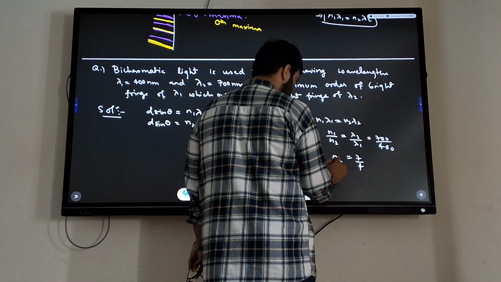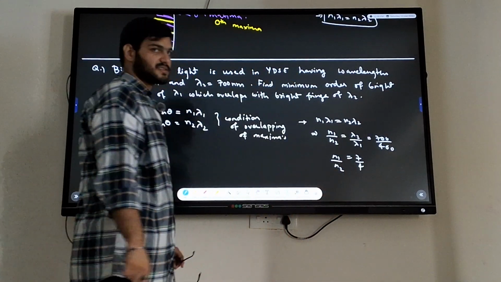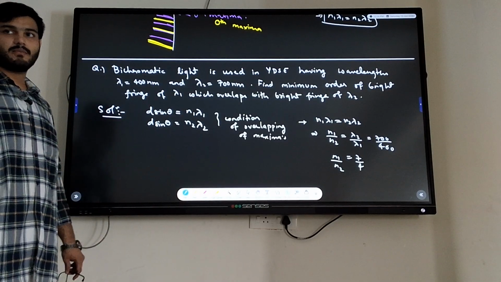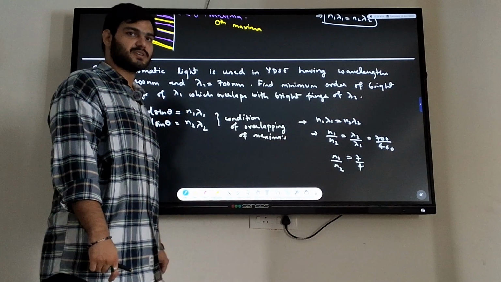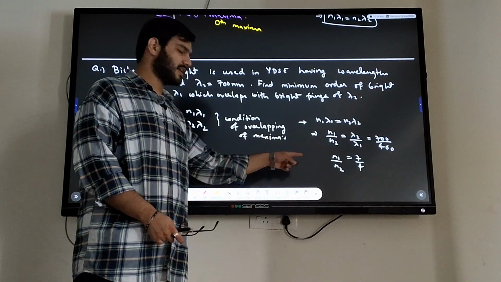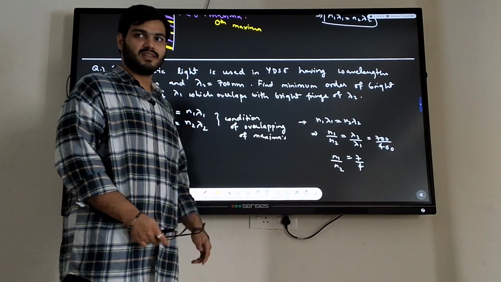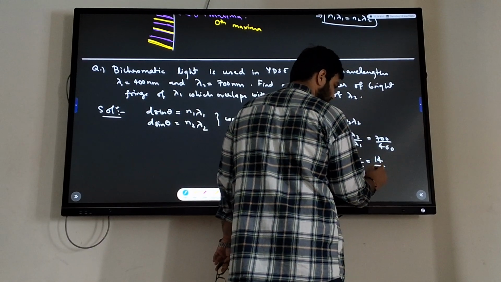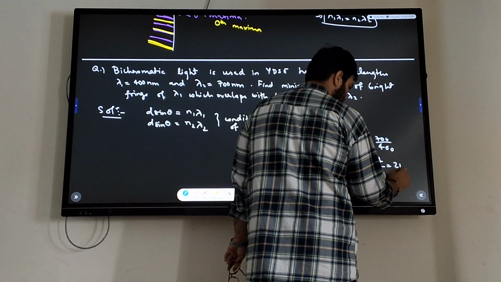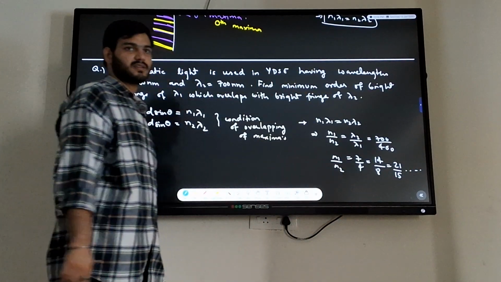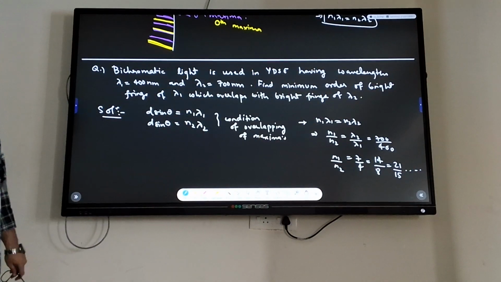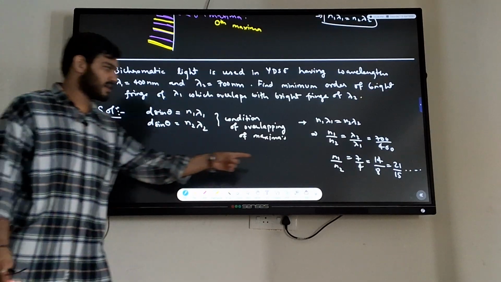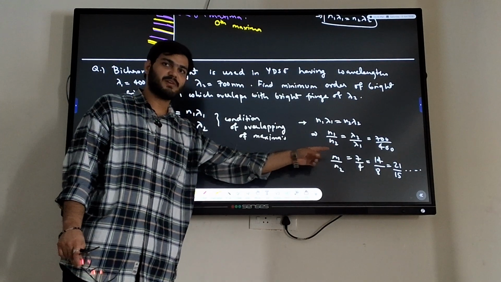Now it need not be true that you can generally say n1 is equal to 7 and n2 equal to 4. Why? Because there are infinite possible solutions. It's a two unknown, one equation kind of thing, and that will be infinite. So there will be other solutions like 14 by 8 or 21 by 15 and so on. They ask for the minimum, that is the main catch, so you have to reduce to the minimum possible fraction.